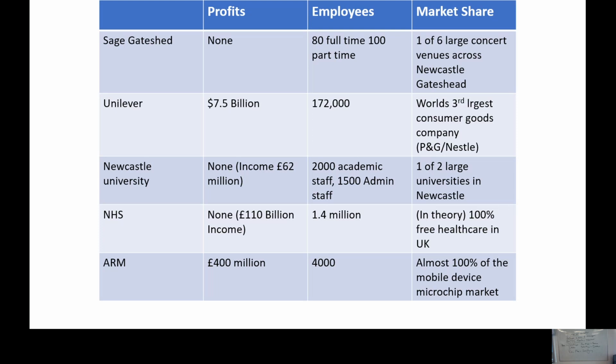Newcastle University, again, doesn't make any profit, but it has an income of about 62 million, and has 2,000 academic staff, 1,500 admin staff, and it's one of 2 large universities in Newcastle. So in Newcastle, very large, globally, less so within the UK, one of the Russell universities.